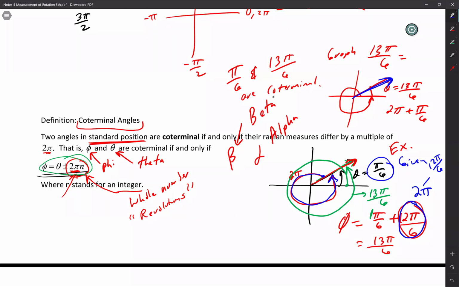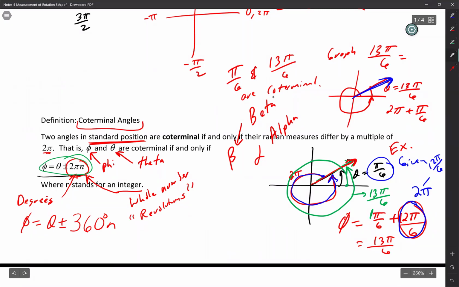Maybe you'll get it better when I talk about degrees. So let's talk about degrees real quick. What if I have degrees? If I have degrees, this formula, instead of saying 2 pi times n, how many degrees are in a revolution? How many degrees in a revolution, guys? 360. Yeah, 360 degrees. So maybe you'll understand it better this way.